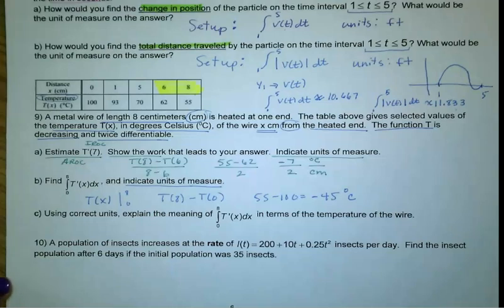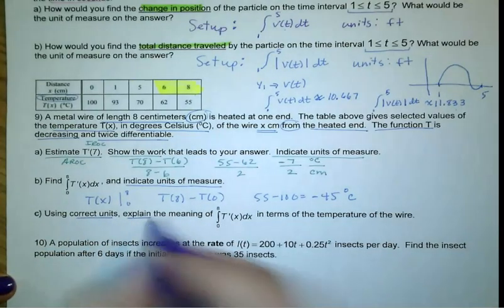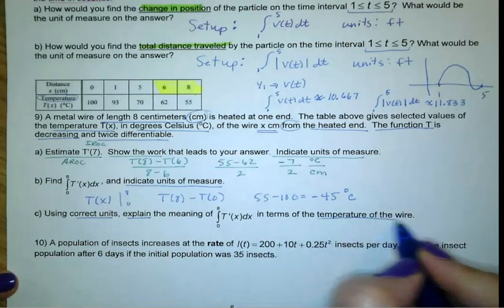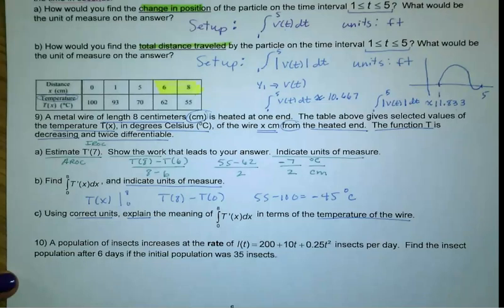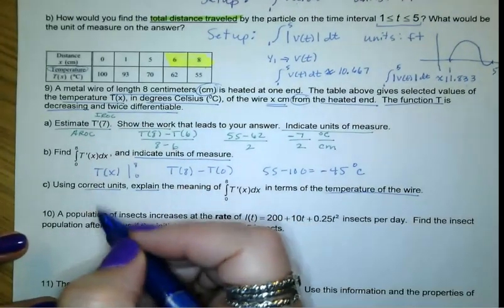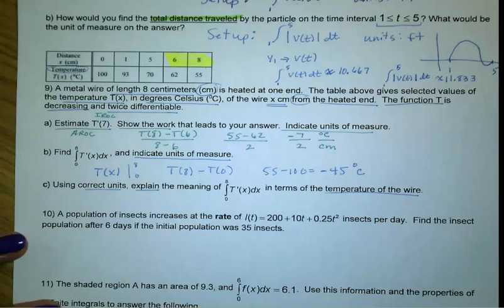Okay. So then part 3, using correct units, explain the meaning of this integral in terms of the temperature of the wire. So as you're thinking about this, think about displacement, no absolute value, and displacement or change in temperature. So you're kind of looking at those things here. So what I would say is the change in temperature in degrees Celsius from 0 to 8 centimeters.